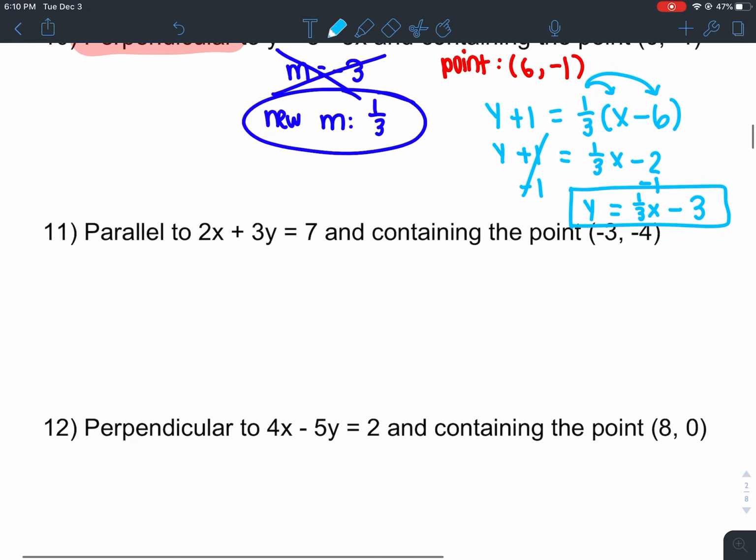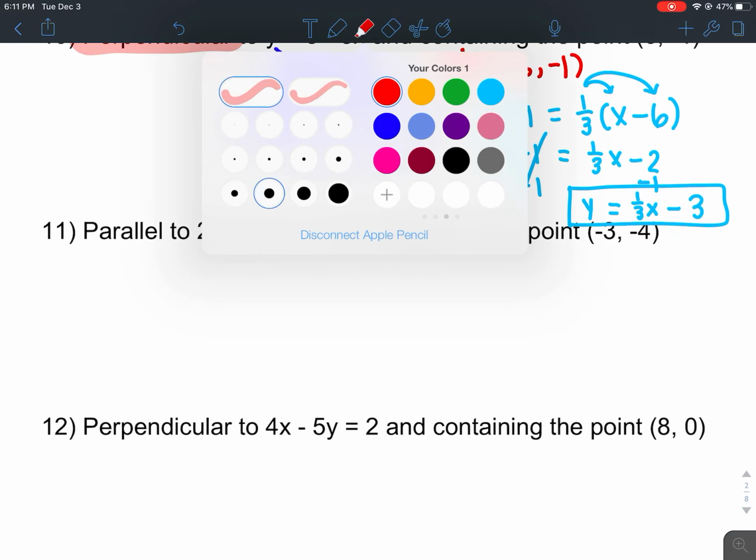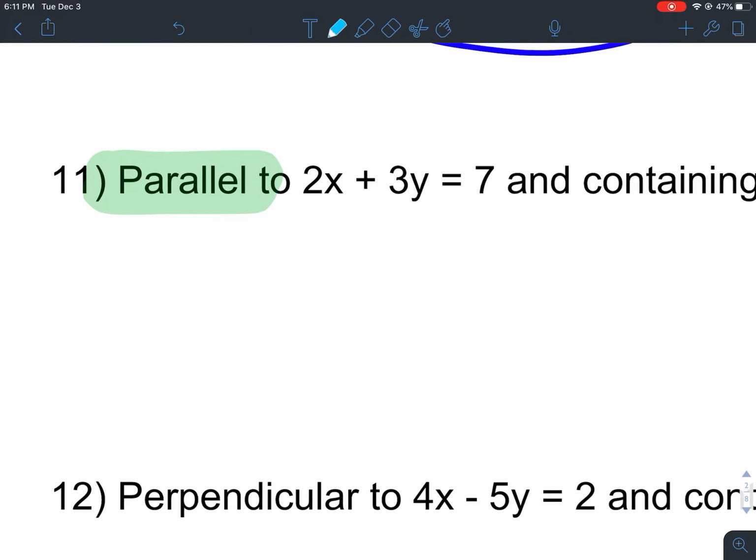All right, moving on to number 11: parallel to 2x plus 3y equals 7 and containing the point (-3, -4). We want a line that is parallel this time. If I want a parallel line, I want the same slope. Do I know the slope of this equation? If you're saying 2, you're incorrect because y is not by itself. This is in standard form. This does not give me a slope. I need to get y by itself to see the slope.